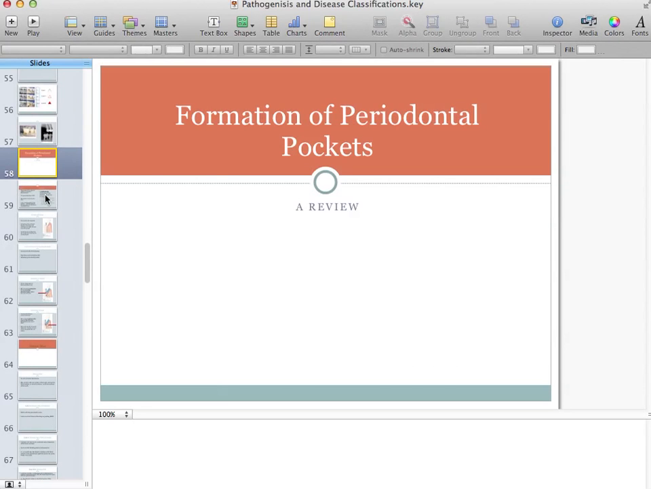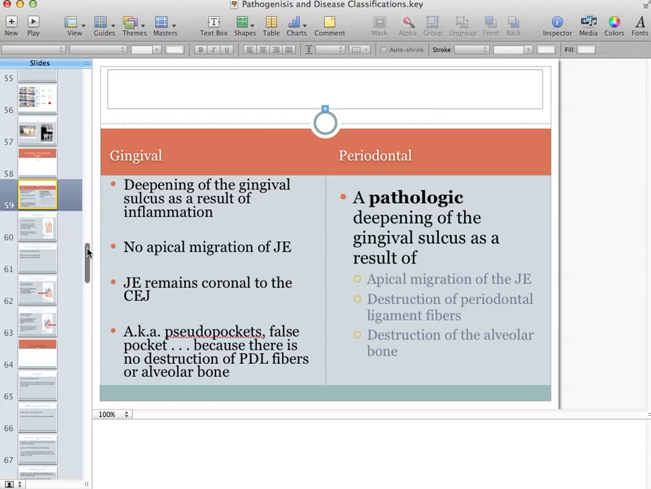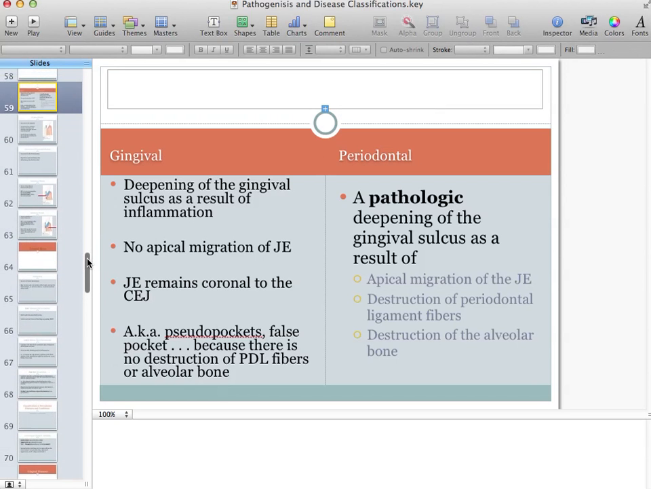All right, now pockets. How do you form perio pockets? So, in the gingiva, there's a deepening of the gingival sulcus because of inflammation. The inflammation grows, right? So when you probe, the sulcus is deeper, but really it's because the gingiva is bigger, not because there's bone loss. There's no apical migration of the junctional epithelium. Junctional epithelium in gingivitis stays at the CEJ. It stays coronal to the CEJ. So in health and in gingivitis, junctional epithelium is coronal to CEJ.